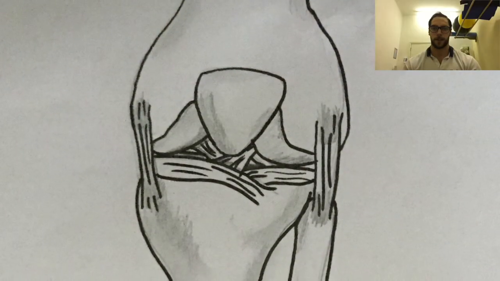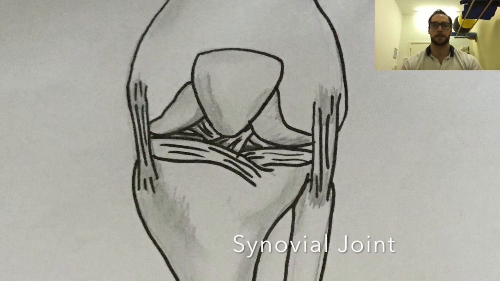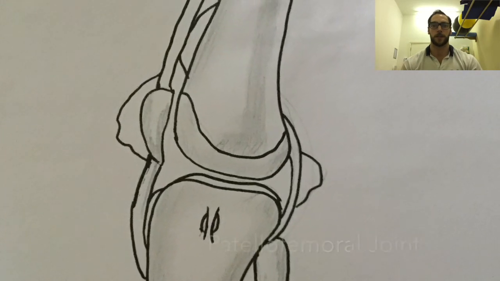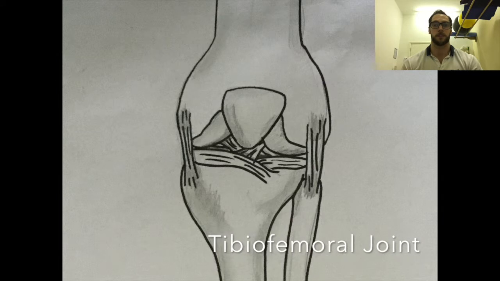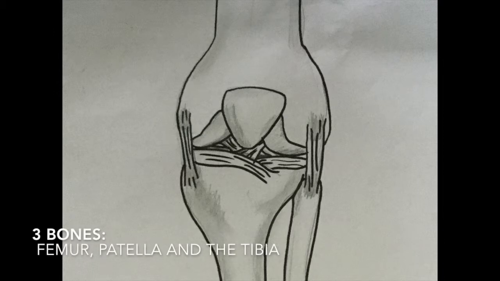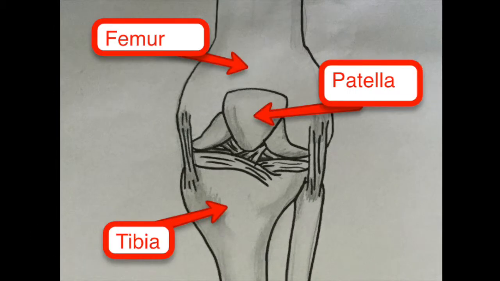Today's subject is on knee anatomy. The knee is a synovial joint and sometimes can be called more than one thing. Sometimes it can be called the patellofemoral joint, other times it can be called the tibiofemoral joint, depending on what you're talking about when you're looking at the knee. All in all, there are three bones that make up this joint. You've got the femur, the patella, and the tibia.